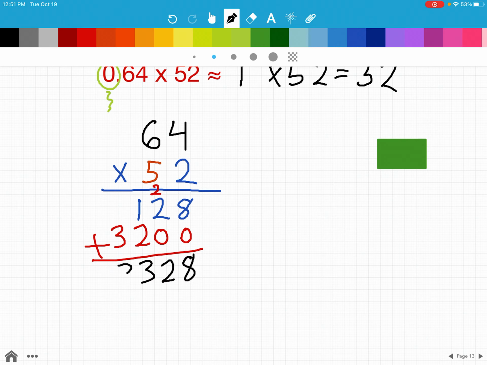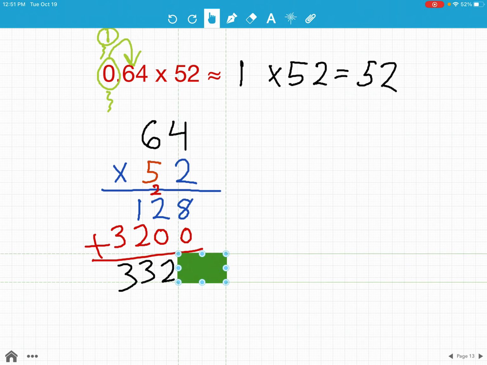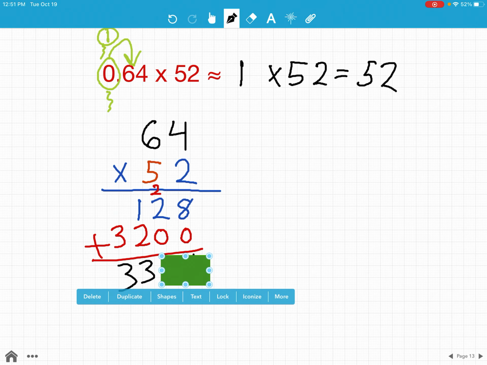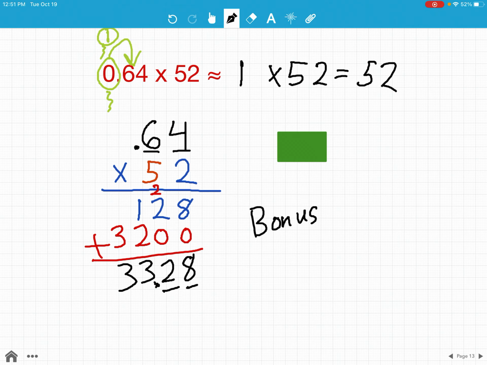So we add those up. And our estimation was 52. So again, 332 is too far from 52. 33 is close to 52. So our decimal is going to go right in the middle here. All right, I hope that was helpful. Again, we have 2 decimal places in our problem. So we have 2 decimal places in our final product.